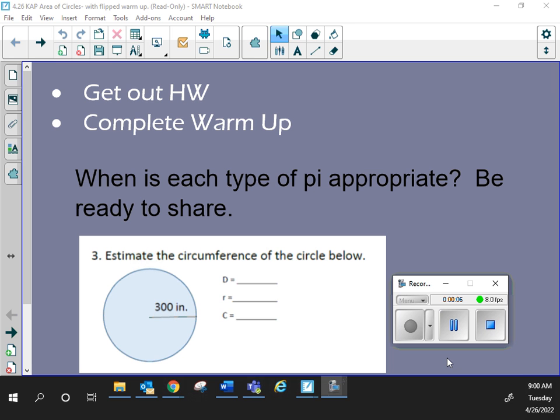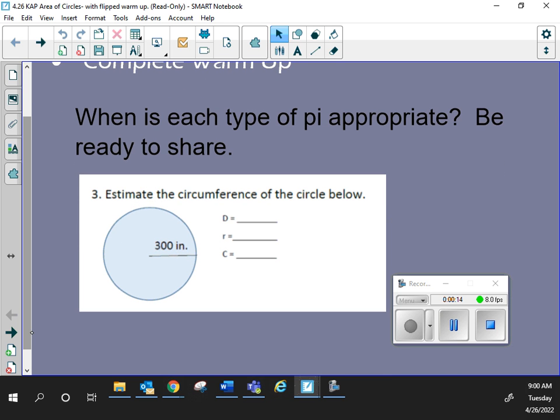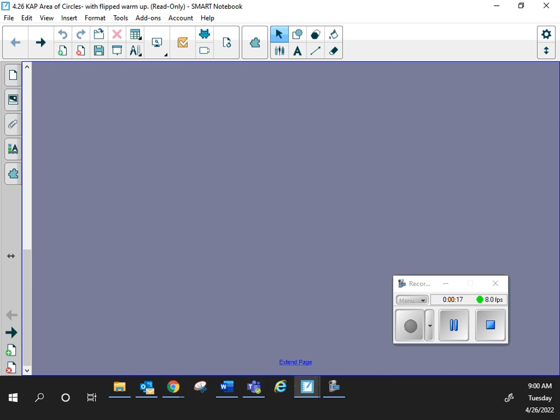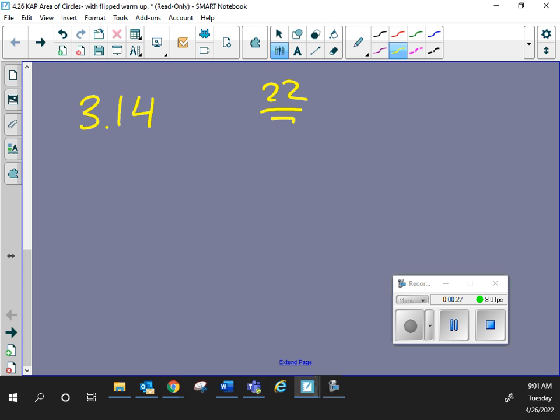Our warm-up is related to the video lesson that you should have watched yesterday, talking about when we use each type of pi. We had 3 different types that they talked about yesterday. Let's hear some feedback on each of the different ones. We talked about 3 different types of pi: 3.14, 22 over 7, and then just 3. Let's share, when was each one? Don't tell me all 3, just pick one. When is it a good time to use that, Michaela?